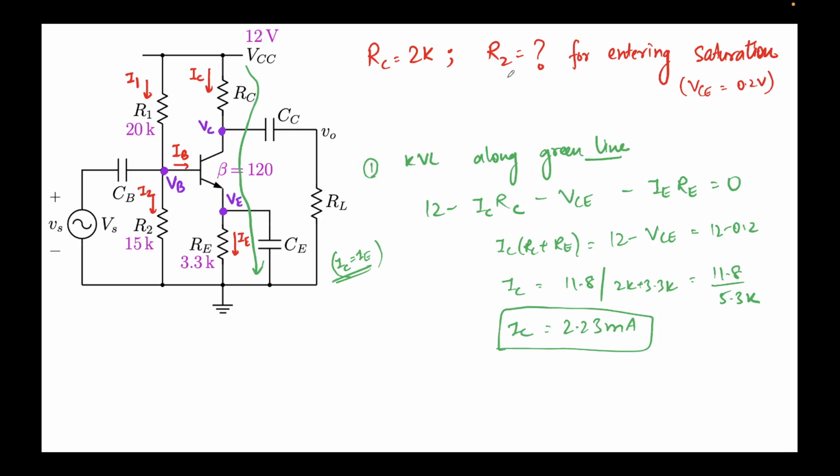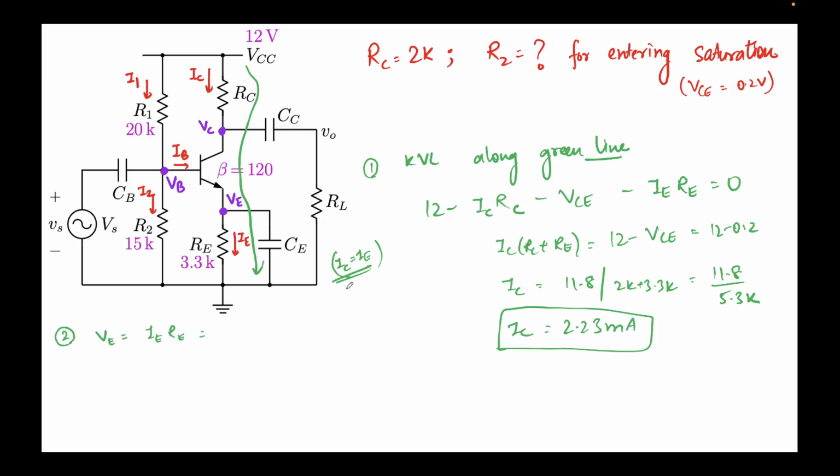Now, we are required to find the value of R2, right? In order to find it, let's first find the value of VE. If we find VE, then we can find VB, because this is again forward biased, and if we find VB, then we can evaluate the currents flowing over here. So as step 2, we'll find VE. VE can be found just by applying Ohm's law across this resistor, so that will be nothing but IE times RE.